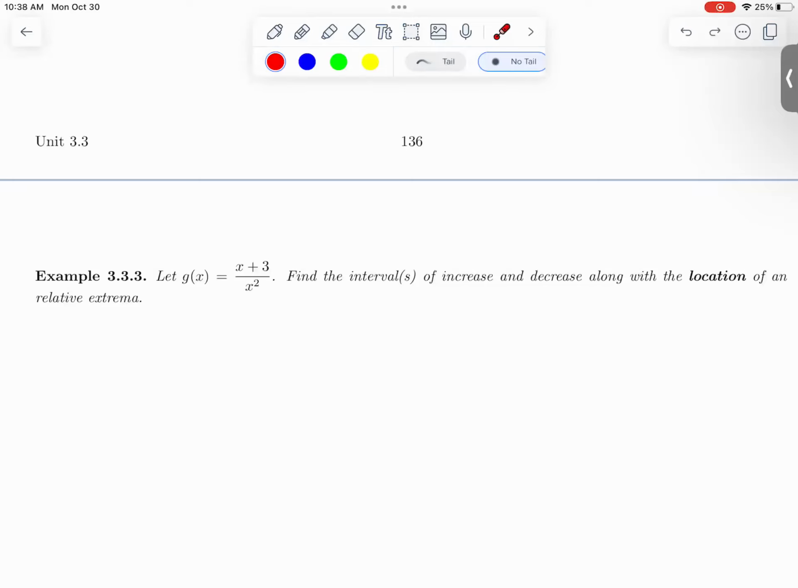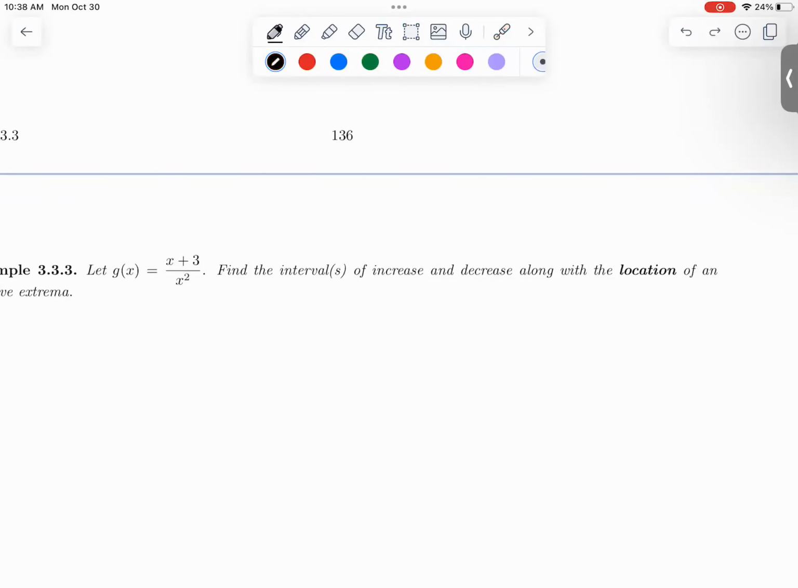For finding critical values, this is where it makes sense to simplify and use algebra. So let's find the critical values, the intervals of increase and decrease, along with the location of any relative extrema. So I'm going to highlight that and say location. This means we need the coordinate point. So anyways, we'll find G prime, we'll find the critical values and the semi-critical values, and we'll move along from there.